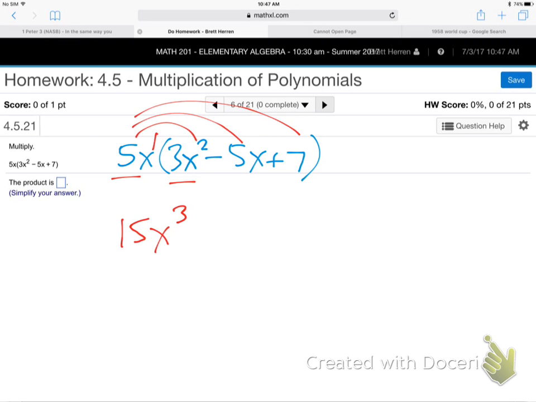And then 5x goes to the second one. Minus 25x squared. Again, the 1 powers add. Plus 5 times 7, 35x. There we go. There's our answer. Is that okay? Questions on that? All right, stop me if you want to talk about it.